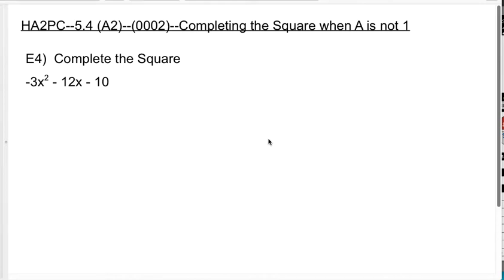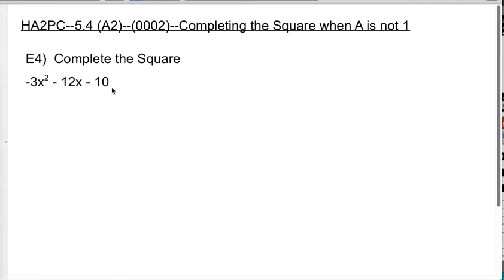All right, this is Honors Algebra 2 Pre-Calc. We're doing 5.4 in Algebra 2, which is completing the square. And this time we're going to start addressing what happens when a, meaning the number in front of x squared, is not 1. So we saw this in the very first problem that I walked you through when I was showing you the steps, but let's go ahead and work through these. So we're going to complete the square.